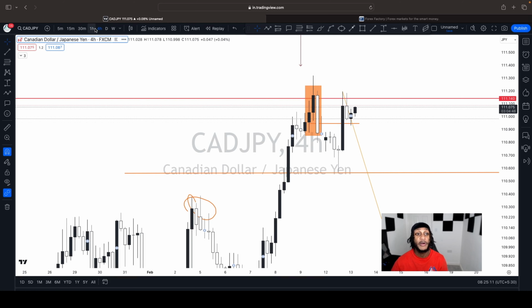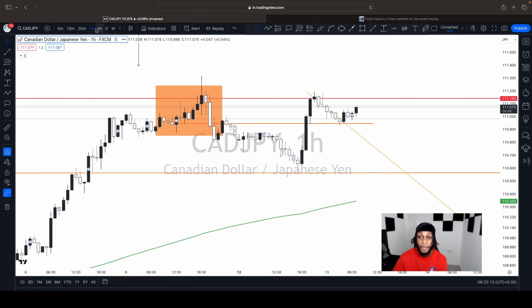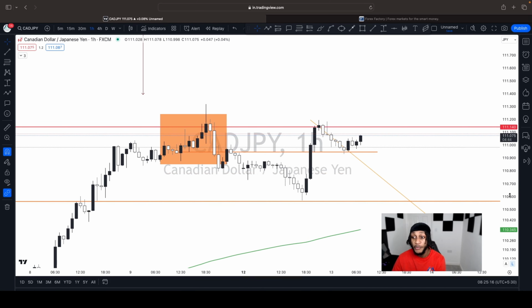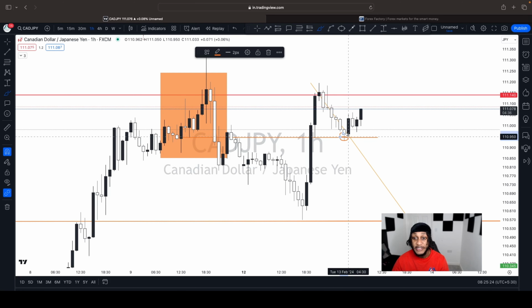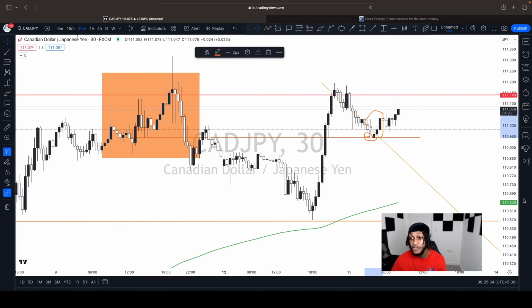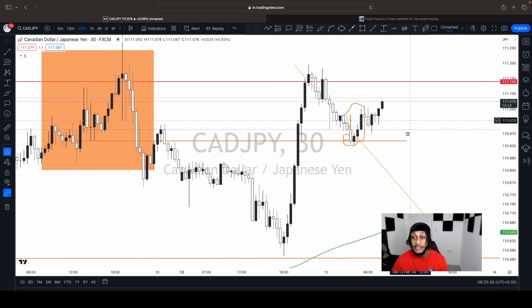So if you head lower to your hourly time frame, you can see much more candlestick detail. What I actually saw is that price came down and rejected with that wick, followed by a nice bullish engulfing candlestick. And if we head lower now to our 30-minute and 15-minute time frames, we're going to see a clean chart.